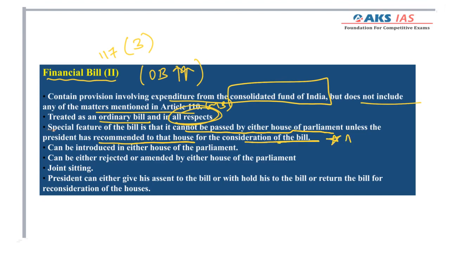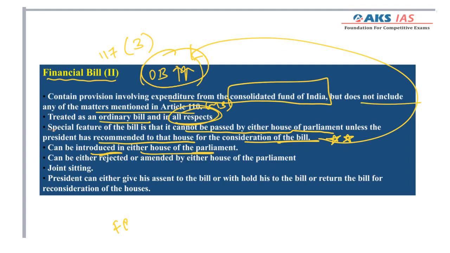This is the only special provision compared to the ordinary bill, about Financial Bill 2: it cannot be passed unless the President has recommended to the House the consideration of the bill. But just like any other ordinary bill, it can be introduced in either house of the Parliament, whereas Financial Bill 1 as well as the Money Bill could be introduced only in the Lok Sabha, right?